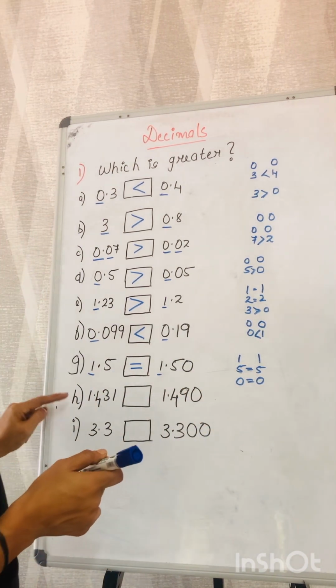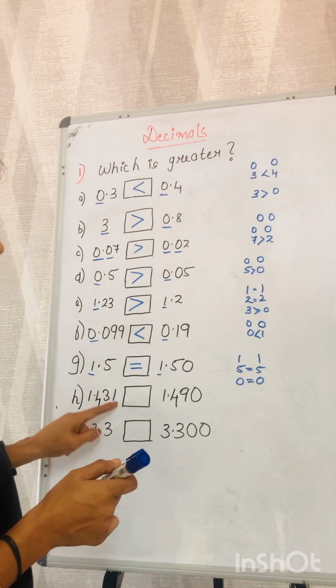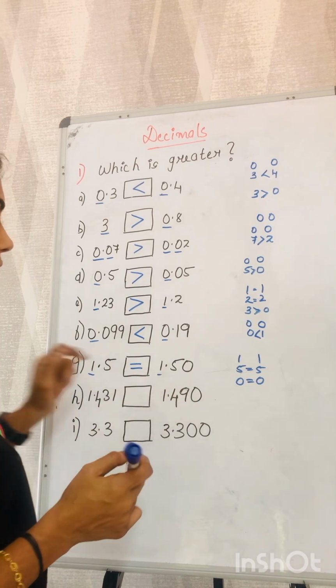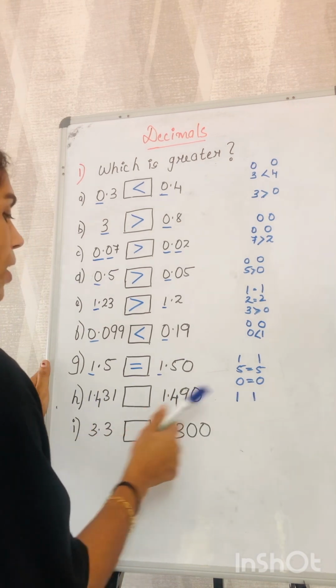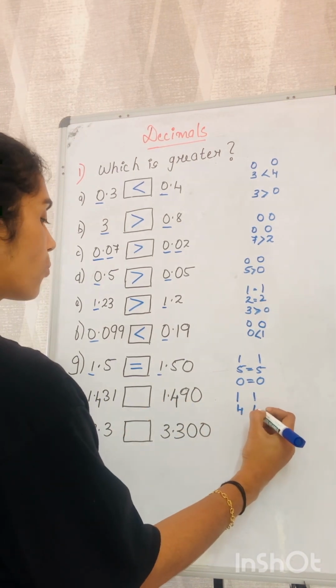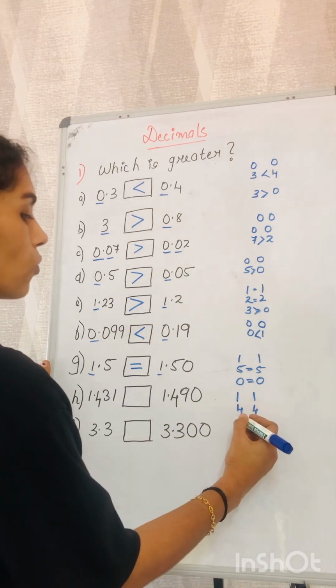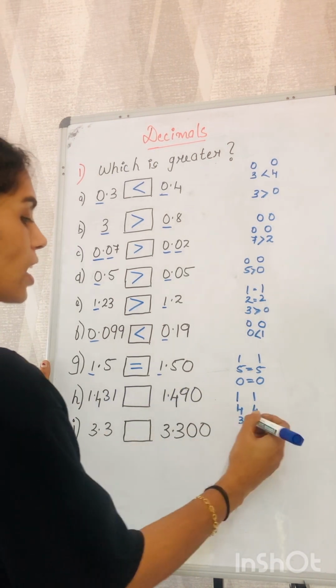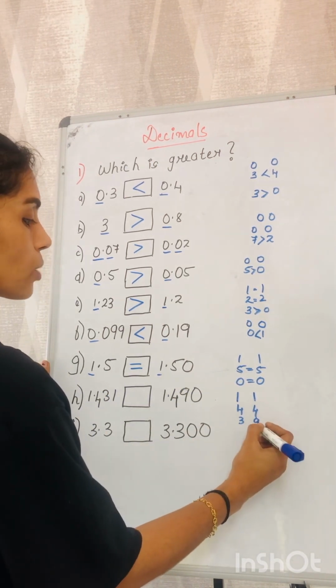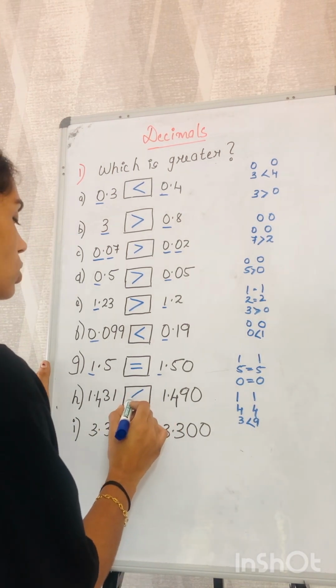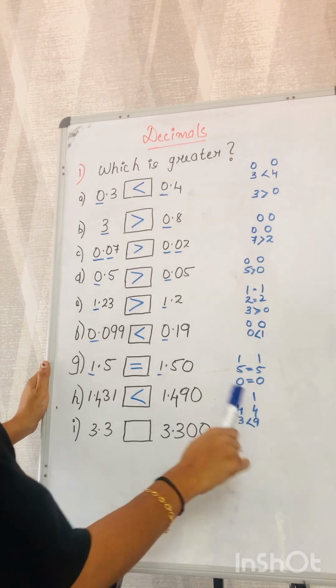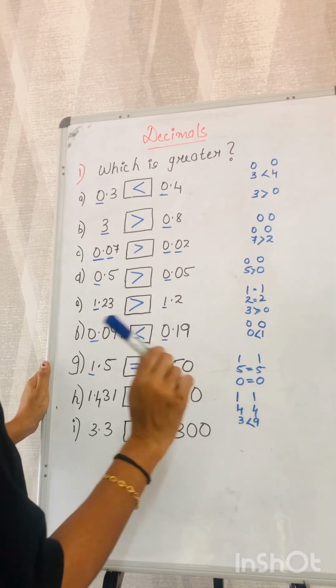So now take the H, 1.431 and 1.490. Compare the whole part, 1 and 1. Again compare the 1/10th part, 4 and 4. Again compare the 1/100 part, 3 and 9. So which is greater? The 9 is greater, right? So you have to stop your comparing with the 1/100th part.